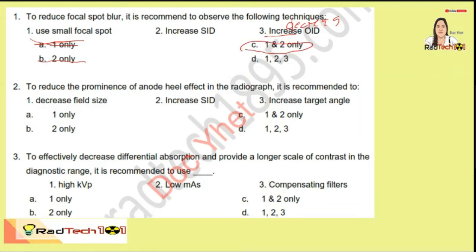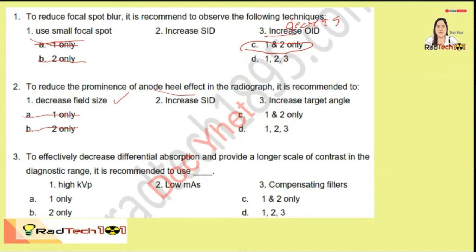Number 2, to reduce the prominence of anode heel effect, it is recommended to decrease field size. Yes, so in-encourage tayo na dapat we should increase our collimation so that we can decrease our field size. So, lahat ng 1, tama. So, eliminate na ito. Next, increase SID. So, if we are going to increase our SID, maiiwasan ang anode heel effect. So, this is also correct. So, ibig sabihin 1 and 2 are correct. So, eliminate na ito. So, yung natitira na lang is C and D.